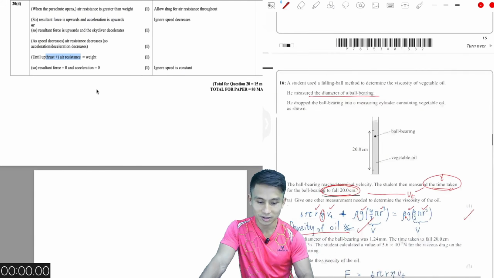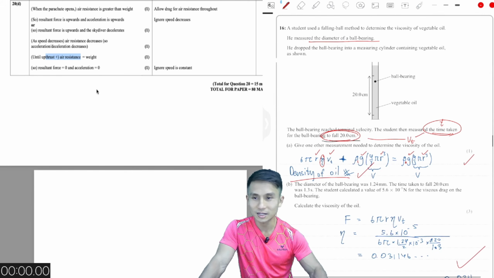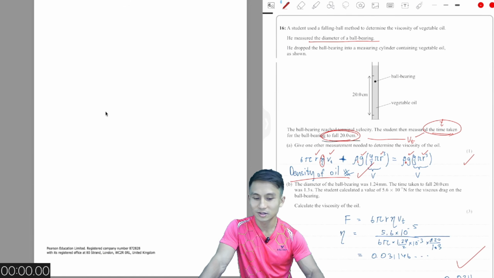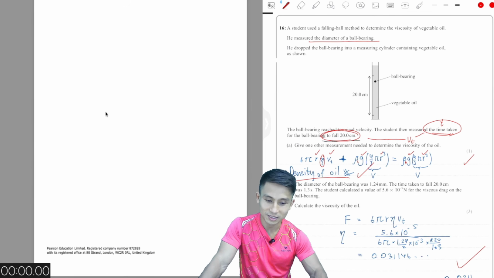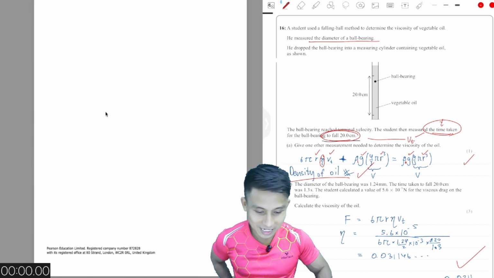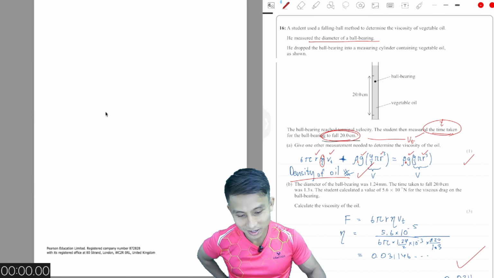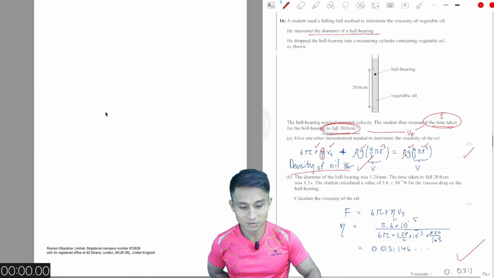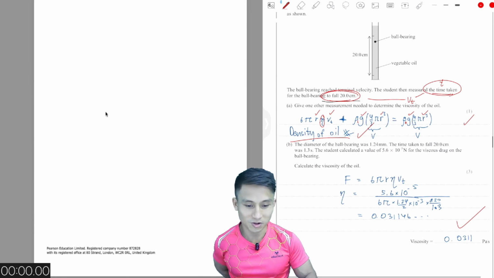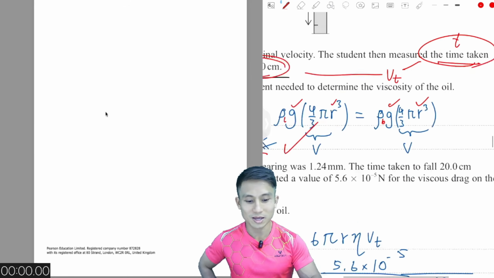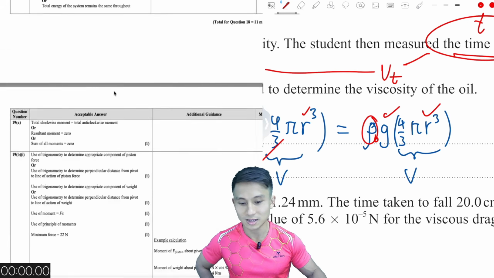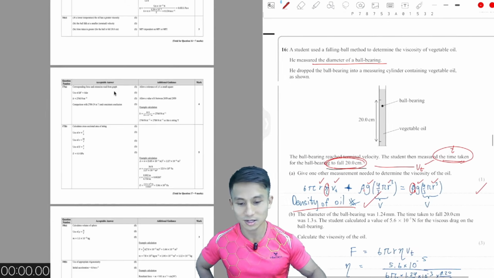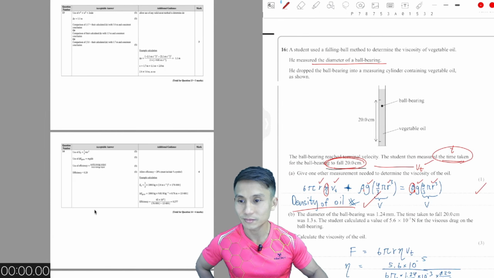And number 16, I spent too long thinking about the other measurement that would need to be determined. In fact, it's just the density of oil. That would be the best one, I would say, or the mass of the ball. The fact that they don't allow density here, let me go to that one. Which one is that? 16.